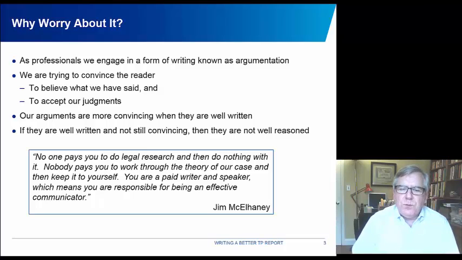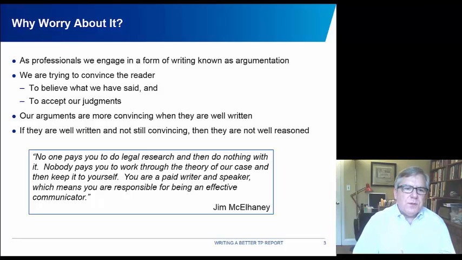Now, why should we worry about this? Well, this is very important because as professionals, we're hired to write in a form of writing known as argumentation. We want to convince the reader that what we're saying is accurate, that they should accept our conclusions. And our conclusion in a transfer pricing report is hopefully most often that the transfer prices are in the range of arm's length prices and therefore no adjustment to the tax return is warranted.